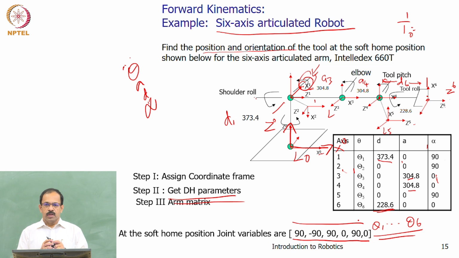All right. So now let us do the forward relationship. What I will do is look at this elbow as the point where we are bifurcating it for convenience, so that you can have 3 and 3 joints. So I will first consider elbow to base, and then tool to elbow, and finally tool to base. So let us find this out.